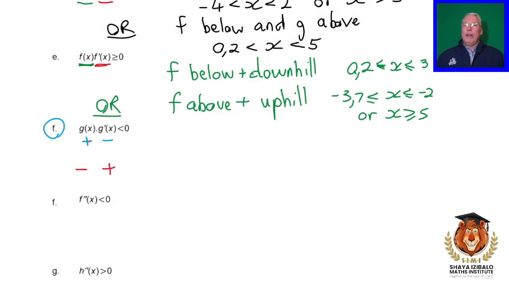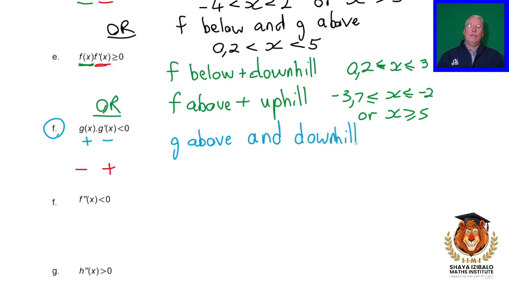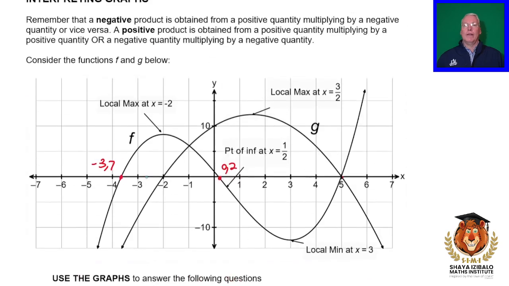Okay, so G positive means above. So we want G to be above the axis. That's what a positive value looks like on G. And downhill, because we want the gradient to be negative. Let's just see, where is G above the axis and going downhill?